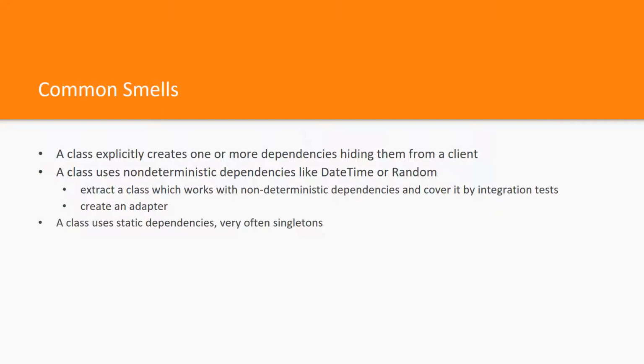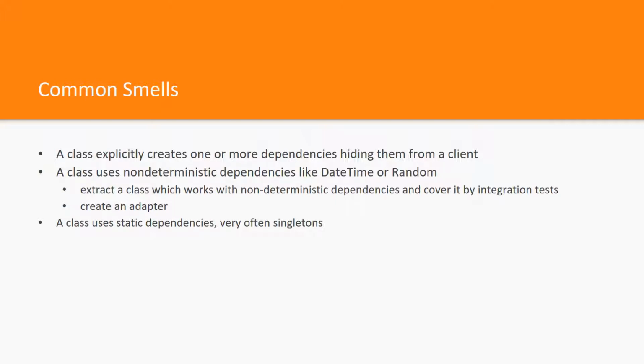A class uses static dependencies. Very often they are singletons. Singletons make unit testing very difficult. Static dependencies of a class are also hidden from a client. So if a static dependency was not properly instantiated, then the class will most likely behave incorrectly, throwing exceptions and so on.